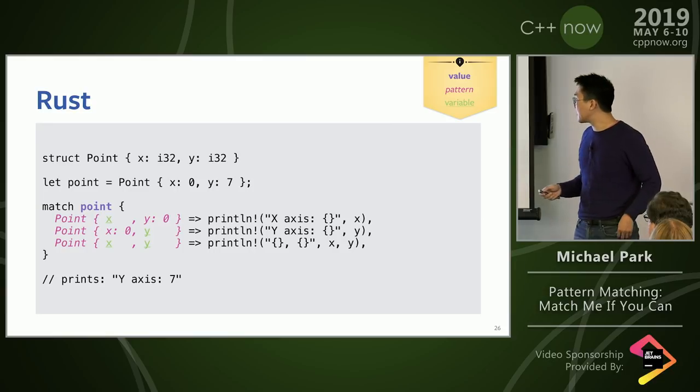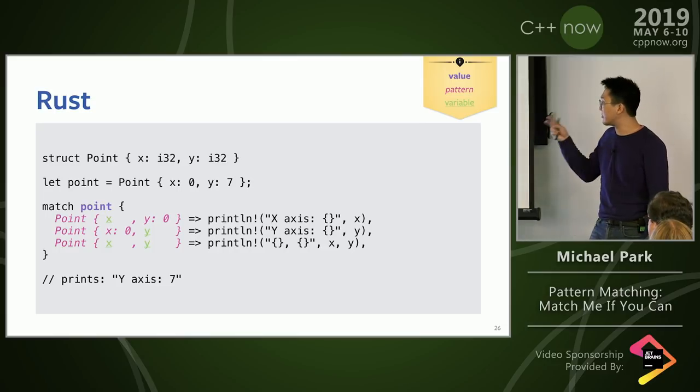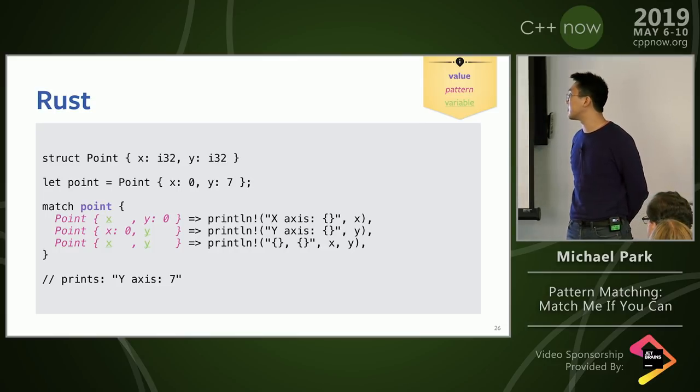So here's an example. I don't know why I skipped that. Anyway, so here's a Rust example. We declare a simple point structure. We instantiate. We create an instance of point with 0 and 7.